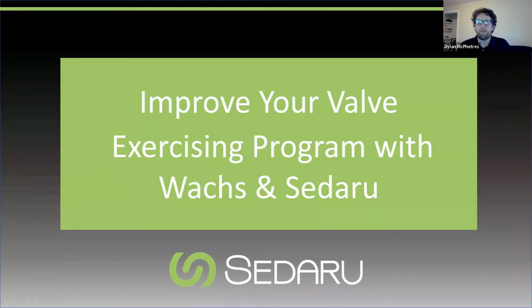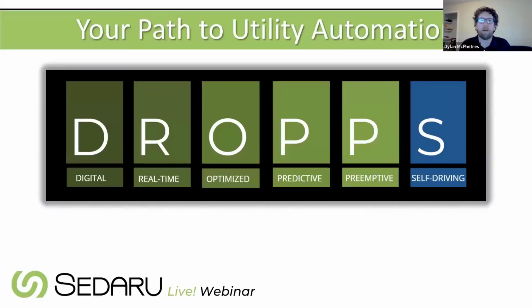So as usual, we like to get started by talking a little bit about DROPS, which is Sedaru's path to utility automation. With most of our sessions, we focus on different areas of the product and how they help determine where we are in the path to the automated utility of the future, right? So today, a lot of what we're going to be covering is the concept of real-time and optimized and digital, really the first half of DROPS.